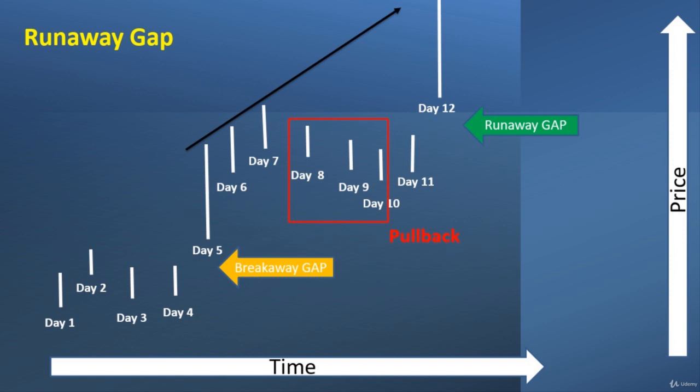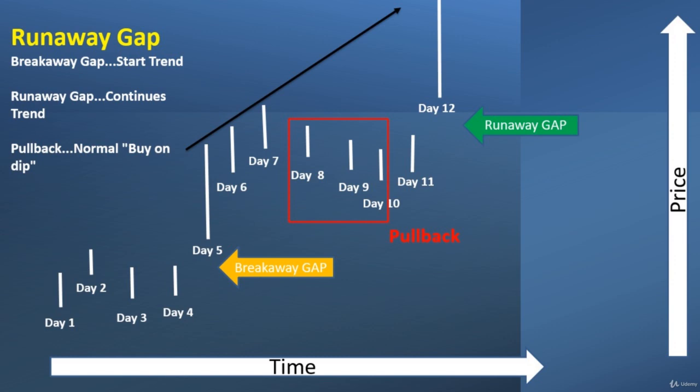So we have that buying on the dip when it dips down for a pullback for a day or two, maybe even 3 or 4. And then we have more of a movement back towards an uptrend. In this case, it could be a downtrend as well, but in this case we're looking at uptrends. So we then have that big gap between days 11 and 12, and that's the runaway gap. You're really reinforcing the continuation of the trend.